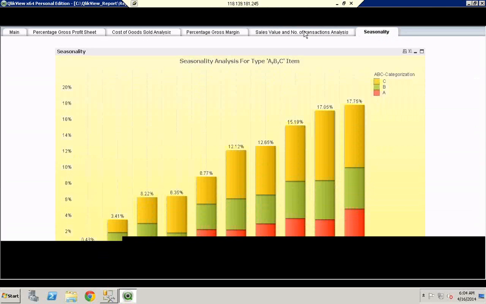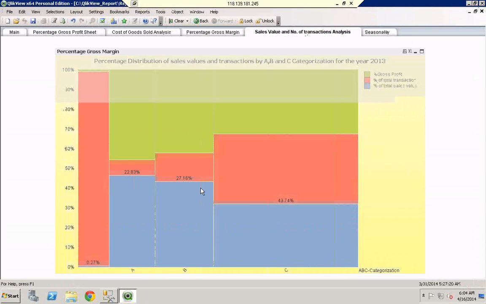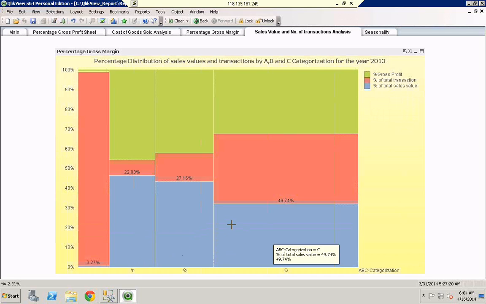So let's look at the sales value number and the number of the transaction analysis. What we did was we have divided into three categories, A, B, and C. This is coming directly from our ETL process. A is the top 60%, B is the next 30%, and C is the remaining value in terms of the cost of goods sold.